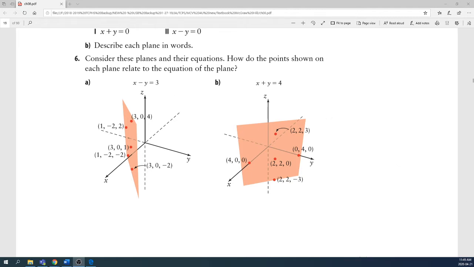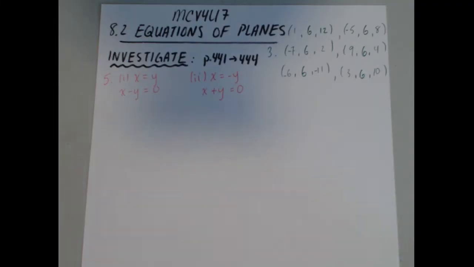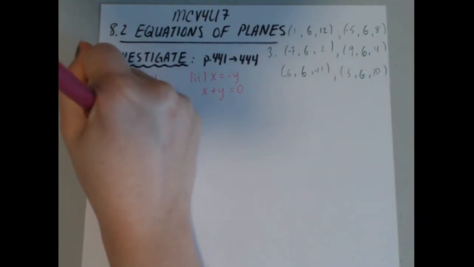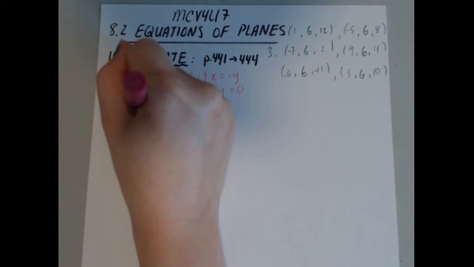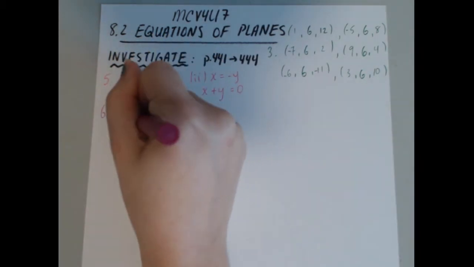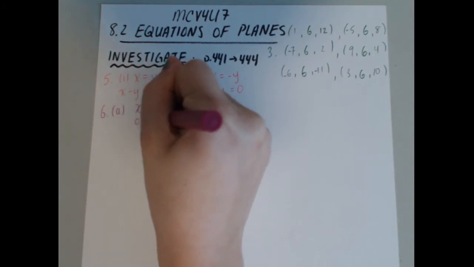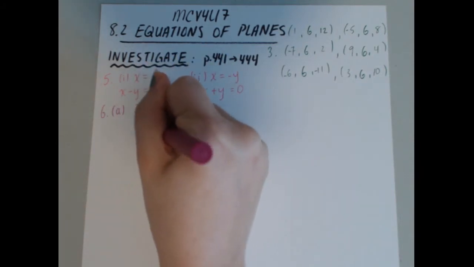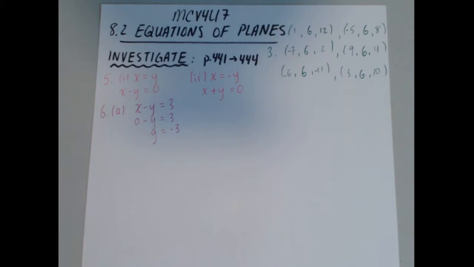Okay, so go back to your screen. So this is 6a. So if I have x minus y is equal to 3, if you plug in, let's say x is equal to 0, 0 minus y is equal to 3, so y is equal to -3. So that's the corresponding y value.